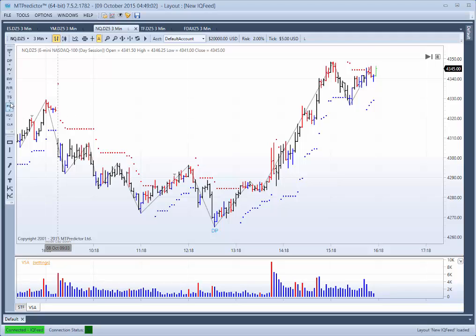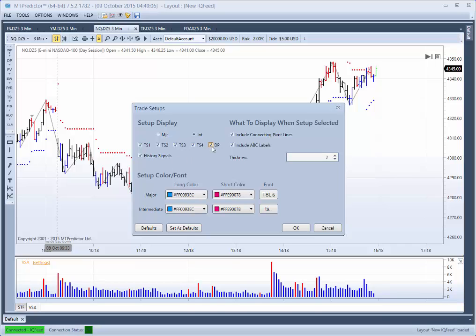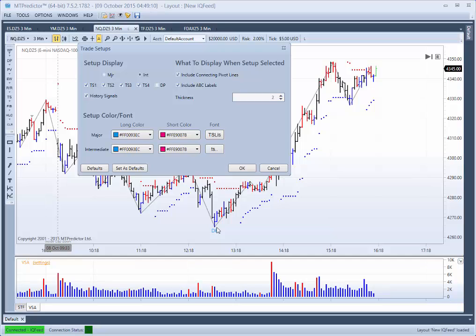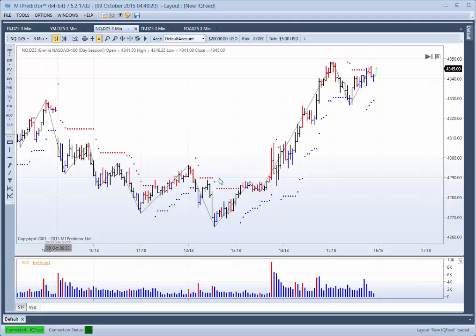So what I'll do is, to start with, I'll just take off that DP, because you can see we actually had a lovely DP buy at the low of the day on this 3-minute chart of the Nasdaq. We had a DP buy there, but I want to show how that's also a VSA setup. So I'll just take that DP setup off and now you can see we don't have any setup there.